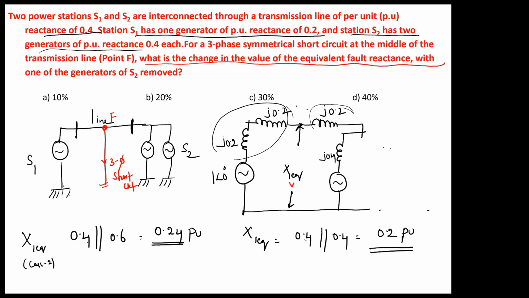I hope I am right. 0.24. Yeah. Now, what is the change here? From this to this, what is the percentage change? It will be 0.04 divided by 0.2, times 100. This will be 20%. The change is 20%.